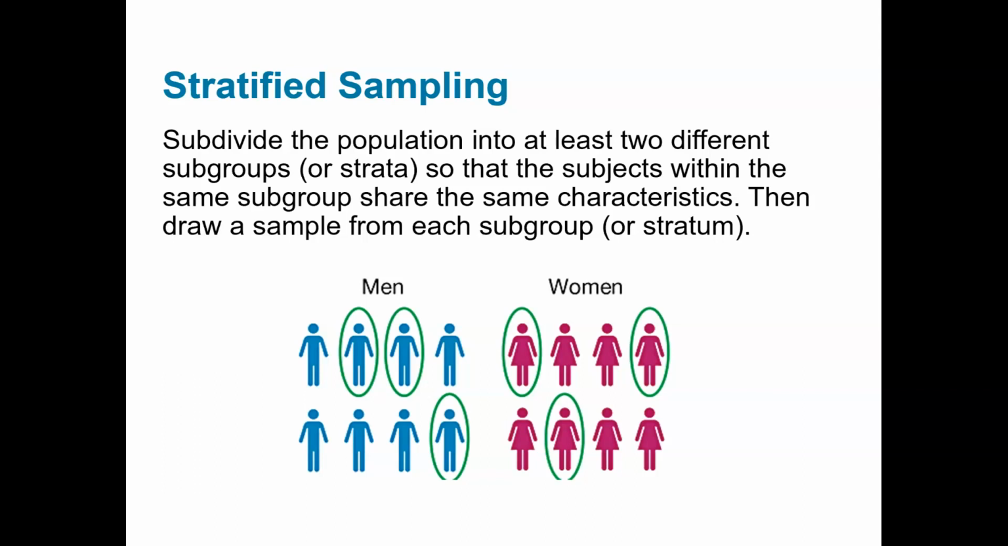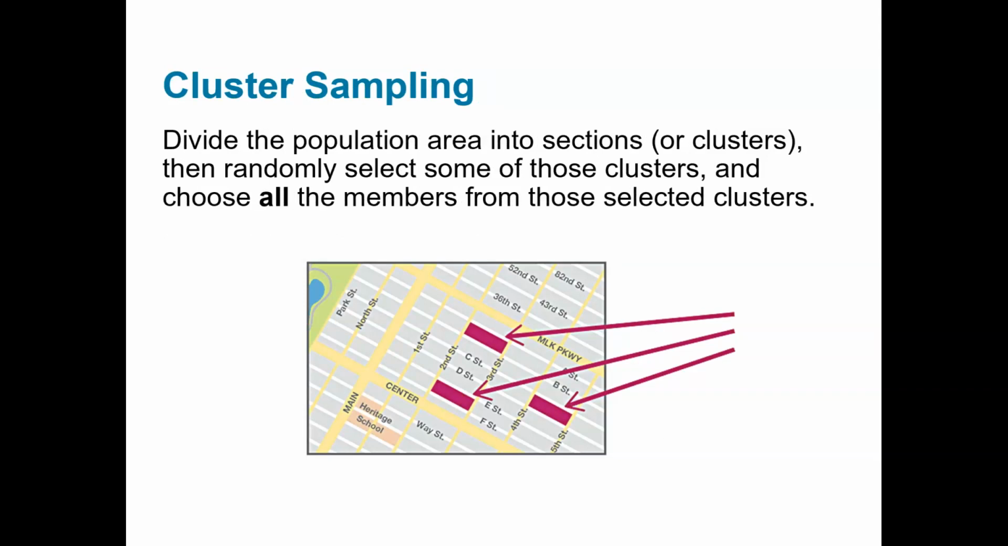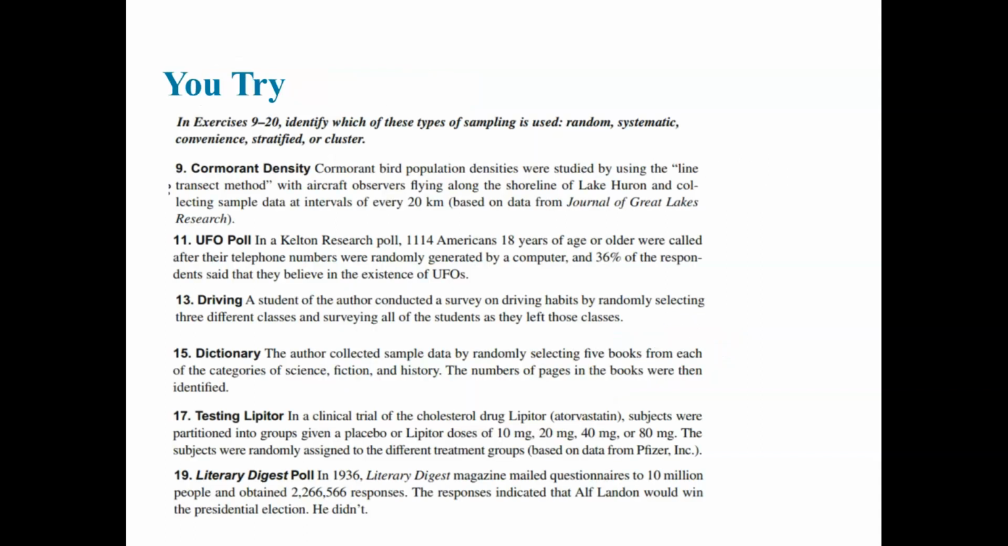The difference between stratified and cluster is location. I always like to bring students' attention to the L in cluster for location. So we're really looking at location when we talk about cluster sampling. Maybe by zip codes, maybe by blocks, maybe by states. So go ahead and pause this and identify which type of sampling is used for each of these and press play when you're ready to see the answers.